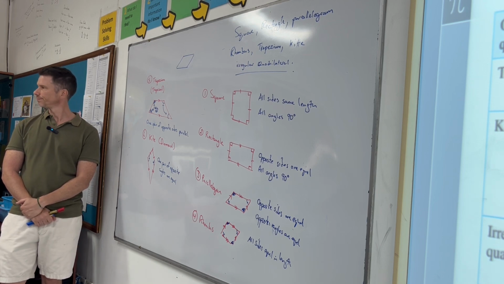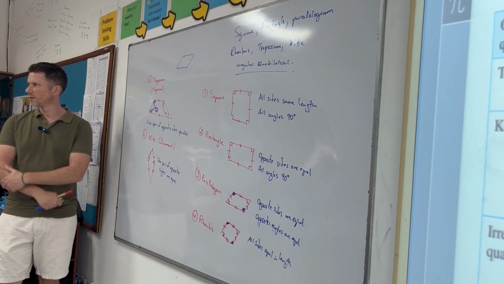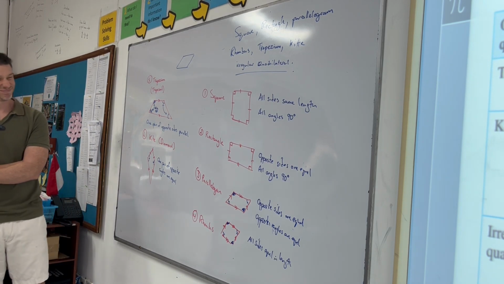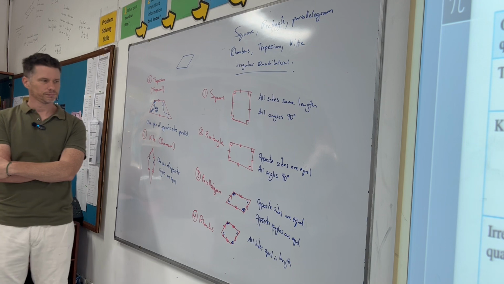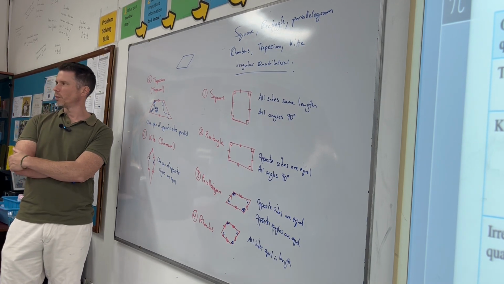Stefanos. Most of these shapes could be reconstructed into a square, right? Like a parallelogram. If you twisted sides, well, yeah, if you change shapes, you can change them into anything you want. You probably change them into circles.